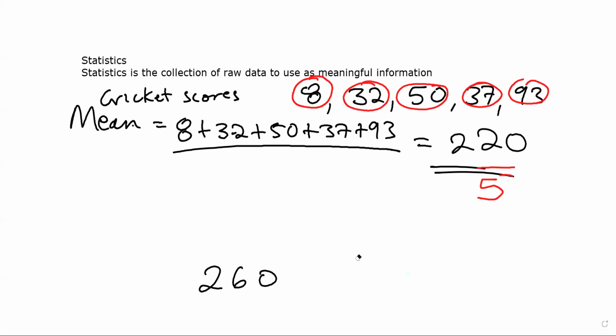I will just call on somebody random and you just tell me if you finish. I'm just going to call on someone and tell me how much you get when you divide 220 by 5.